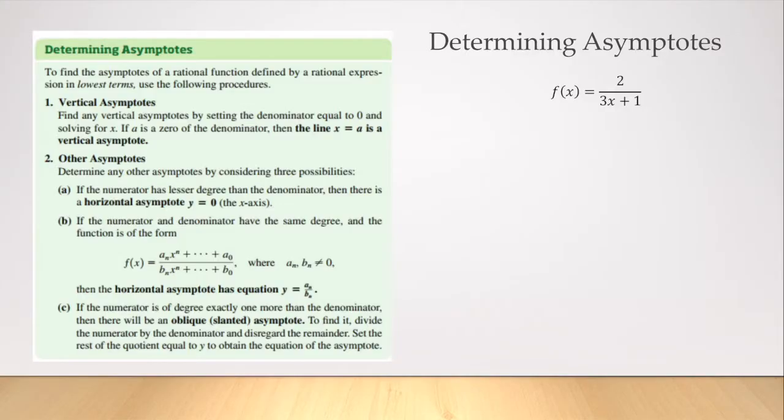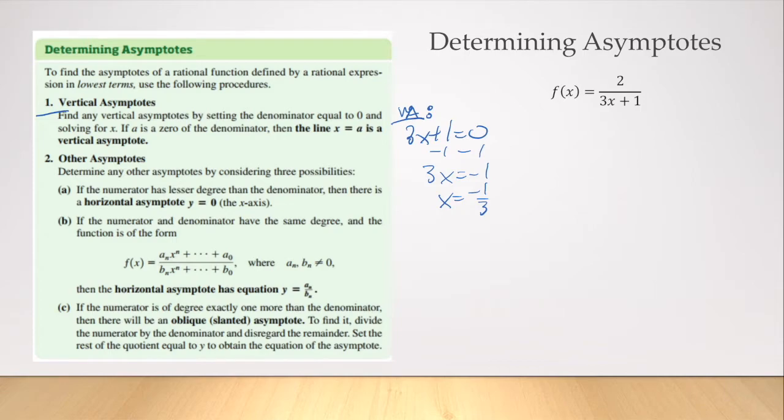So for example 1, the first thing we do is look for our vertical asymptotes, and we do that by setting our denominator equal to 0. I subtract 1 from both sides. 2x equals -1, x equals -1/2. So I have a vertical asymptote at x equals -1/2.